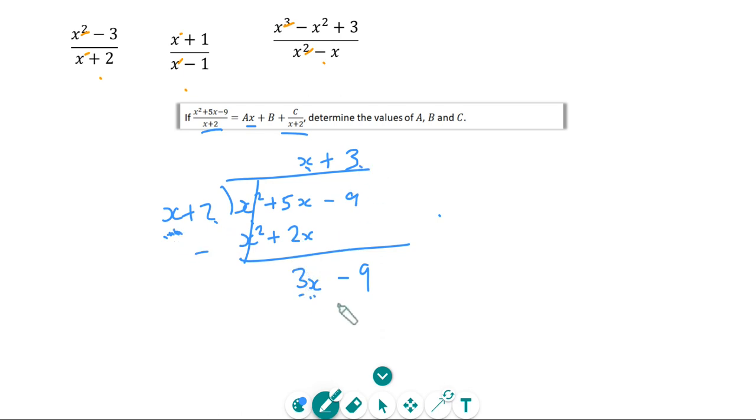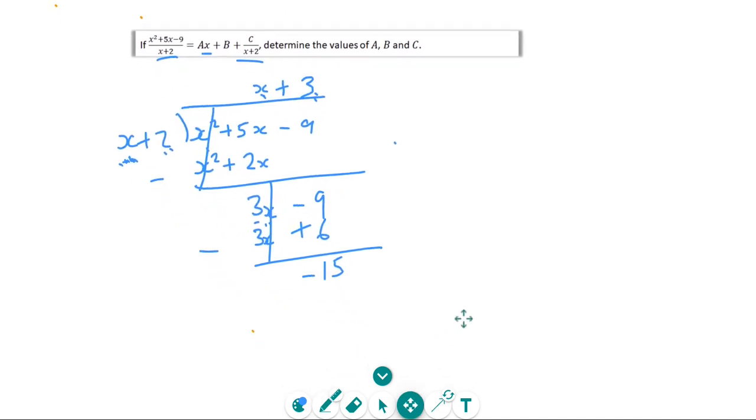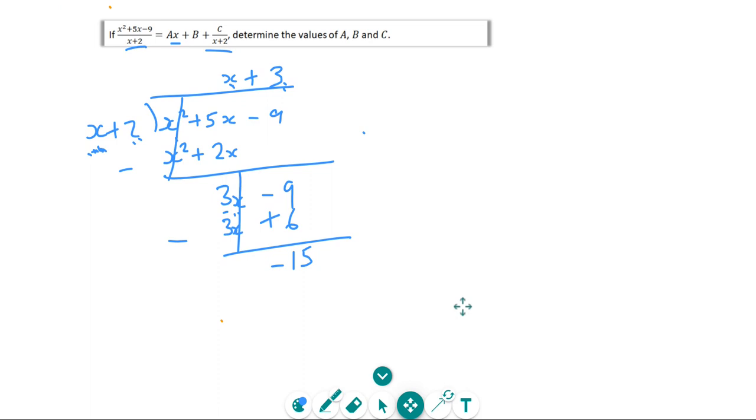3 times x would give you 3x. 3 times 2 would give you 6. You subtract every line. 3x minus 3x disappears. Minus 9 minus positive 6 is minus 15. So we've actually answered the question. We just need to put this in the right form now.